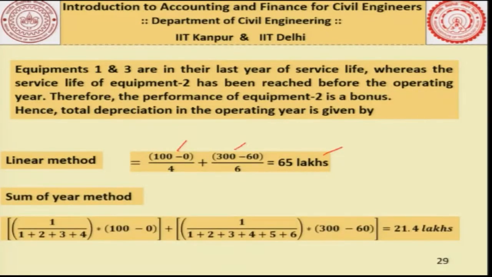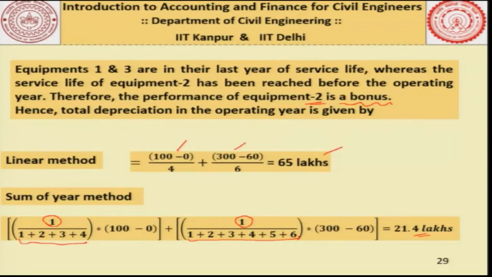As far as the sum of years method is concerned, this numerator is coming to be 1 because it is in the last year of its service life. Similarly, here also, it is 1 because it is in the last year of its service life. Of course, the service life here was 6 years. So, if we do this calculation, we find that the total depreciation due is 21.4 as against 65. Of course, as far as equipment 2 is concerned, its use at this site is basically a bonus because the equipment has already served its service life.